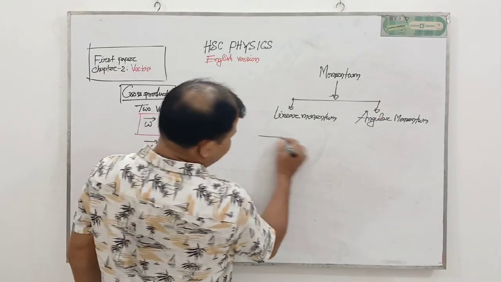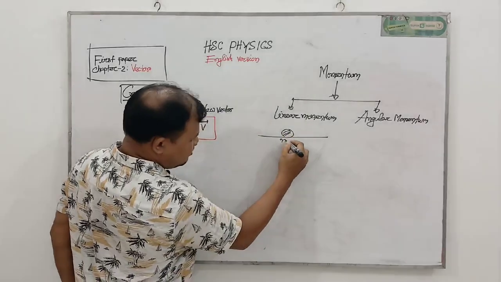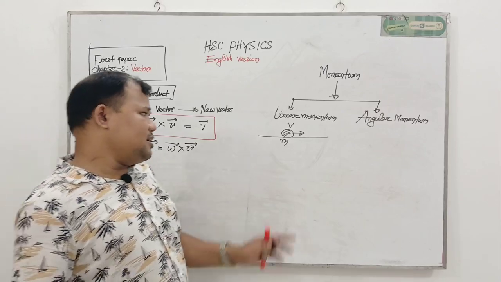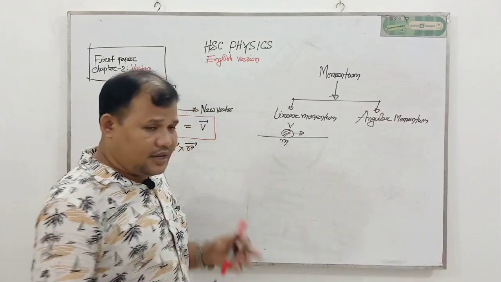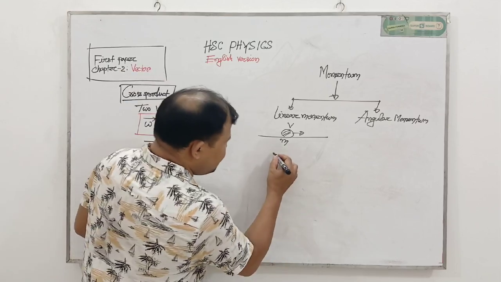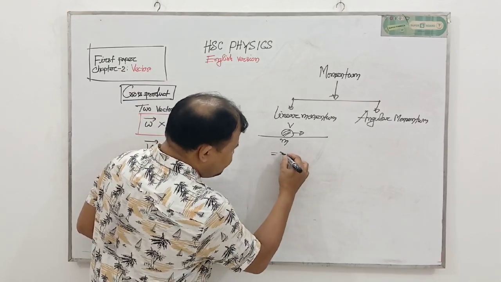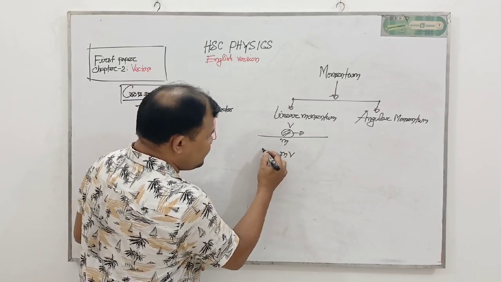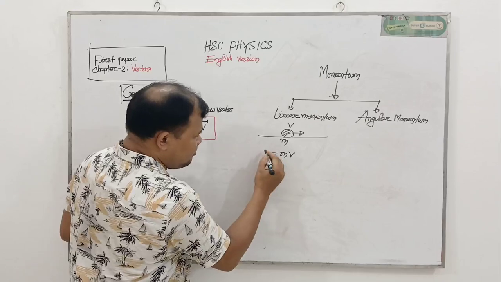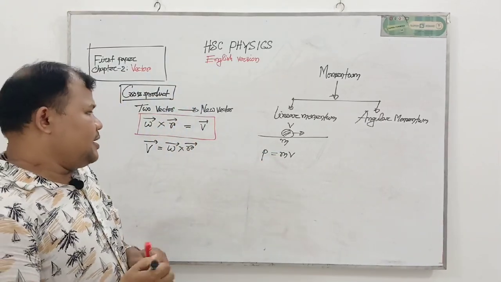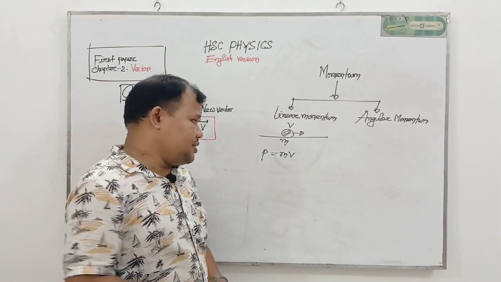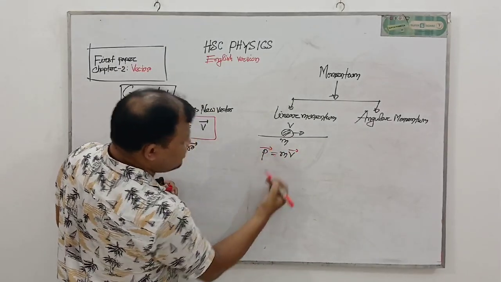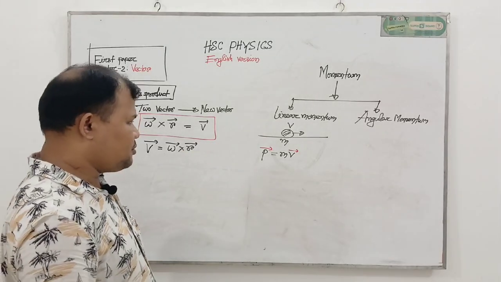What is linear momentum? Suppose this is the body, the mass of the body is m and linear velocity is v. Linear momentum is nothing but the product of mass and velocity. We represent linear momentum by p, okay. m is a scalar quantity and v is a vector quantity. If we multiply any vector quantity by a scalar quantity, then the result will be a vector. So linear momentum is a vector quantity, okay.